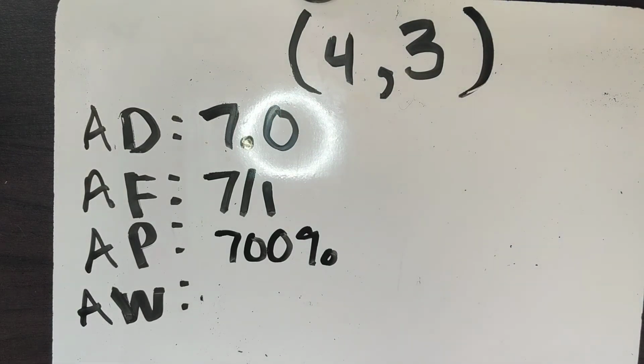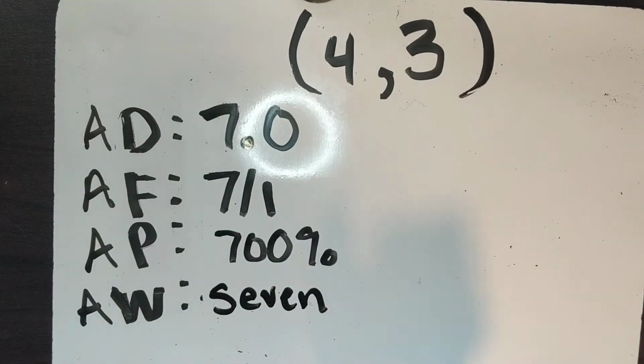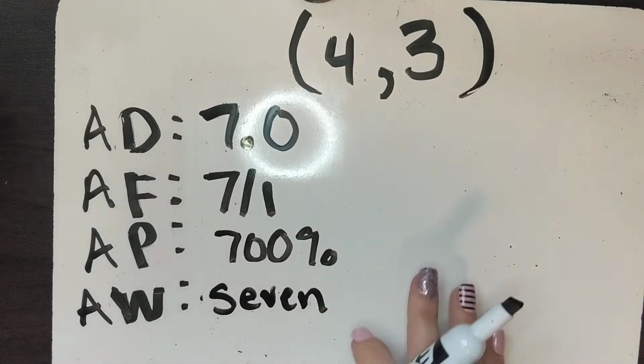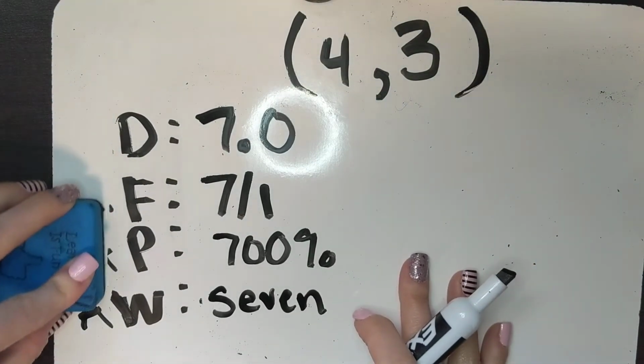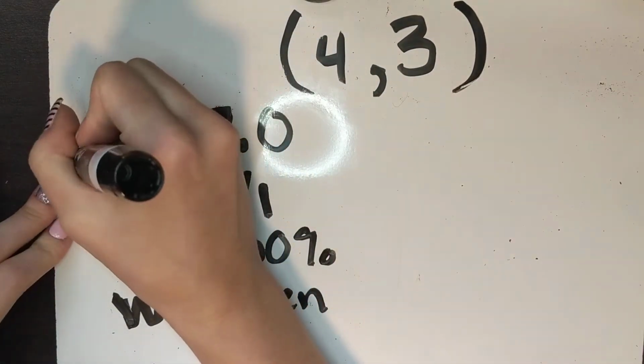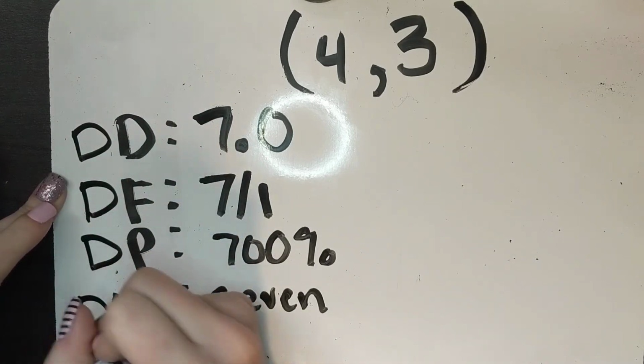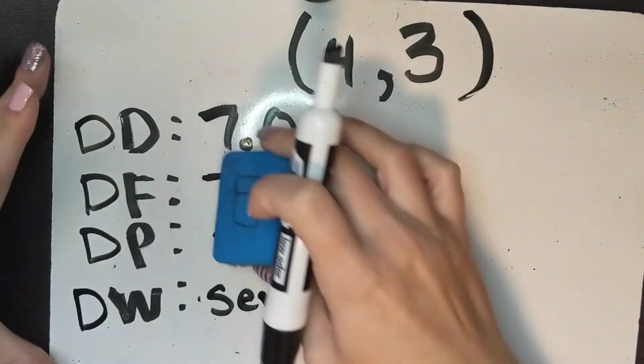And then I need to write my answer in word form. So my answer is 7. Okay, the next slide that you would see, you would have to use the operation of division. So you would see the letter D on the left-hand side.